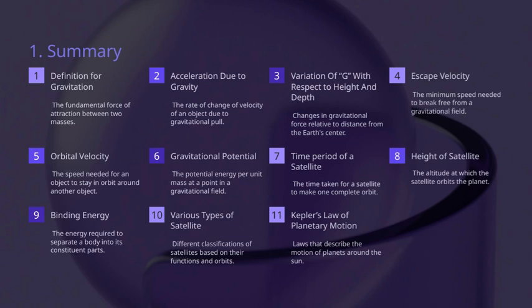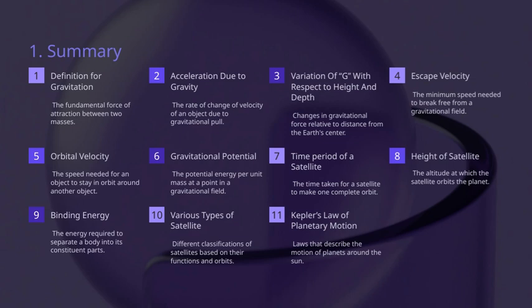Related to this is the variation of gravitational force with respect to height and depth. As you move farther from or closer to Earth's center, the gravitational pull changes, affecting satellite behavior. We also classify satellites based on their functions and orbits. Different types serve various purposes, from communication to observation, and their classifications help us understand their roles better.